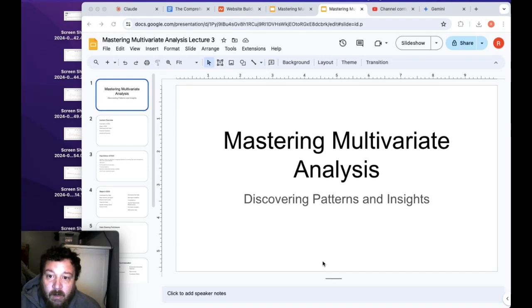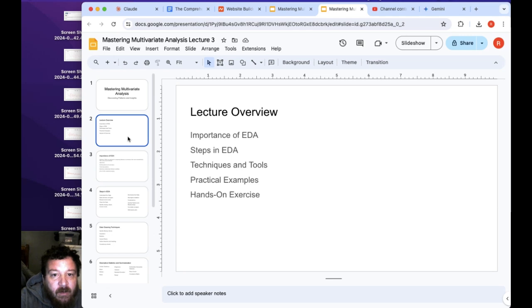Hi everyone, and welcome back to the lecture on mastering multivariate analysis. In this particular lecture, we're going to dive deep and discover patterns and insights. We're going to discover that specifically by utilizing a method called EDA, which is exploratory data analysis. So with that said, let's dive into the lecture overview.